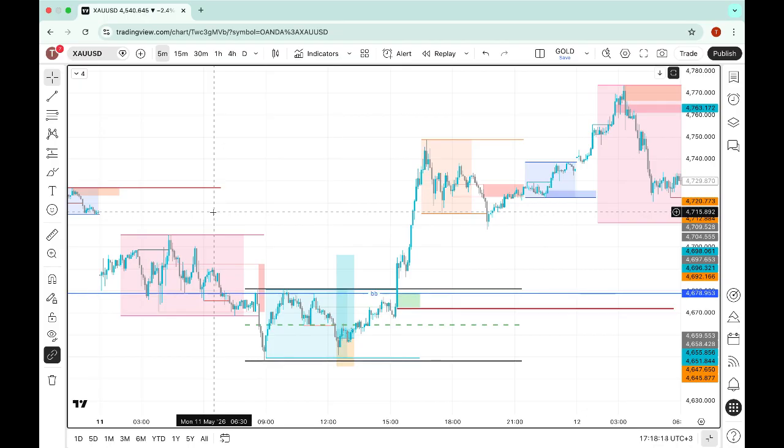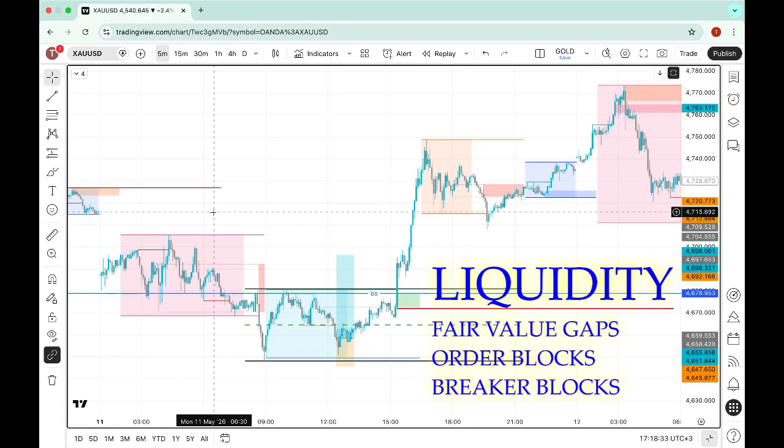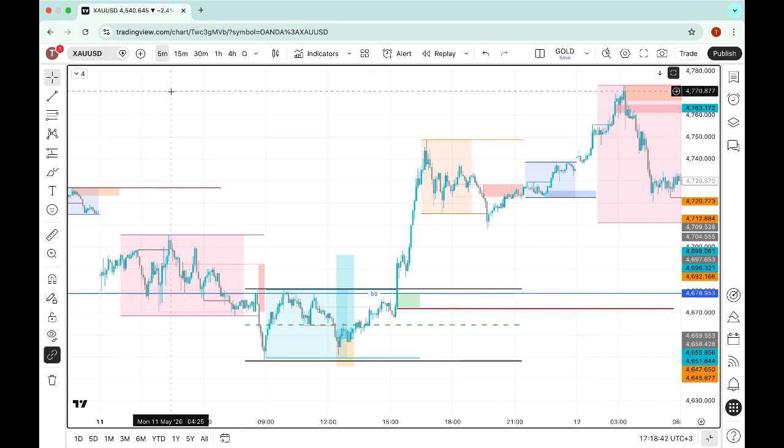And today I'm not sharing mixtapes. Today I'm going to be a teacher. So most traders lose money because they do not understand why price moves. And today I'm going to show you how the market really moves using liquidity, fair value gaps, order blocks, and breaker blocks. And as you can see, I'm on the gold chart. It's the USD CFD on the 5 minute time frame.